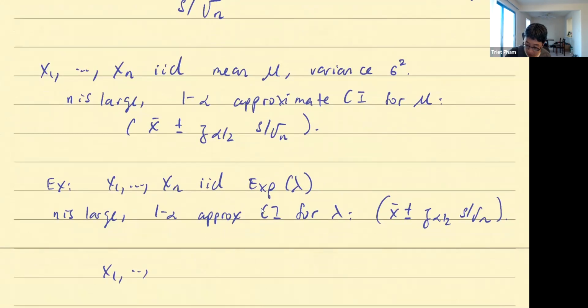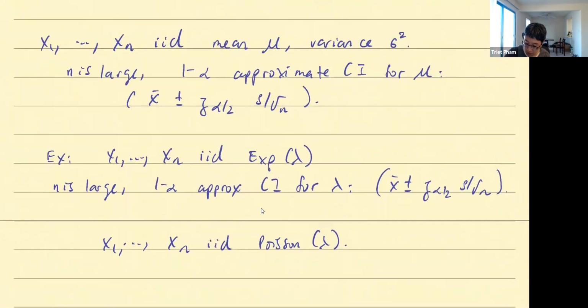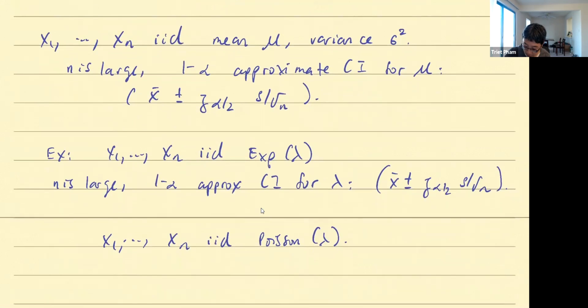X1, Xn, IID Poisson lambda. Again, n is large, same. The 1 minus alpha approximate confidence interval for lambda is also x bar plus minus z alpha over 2 s over root n.